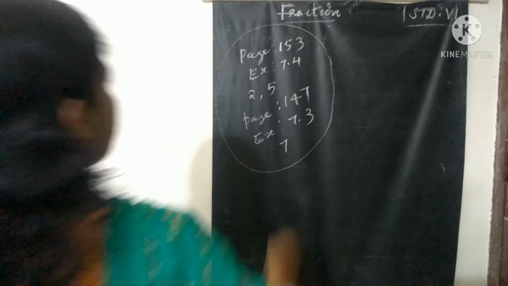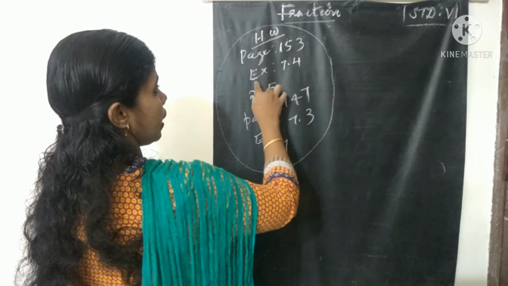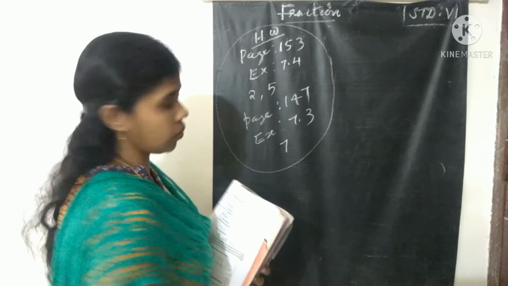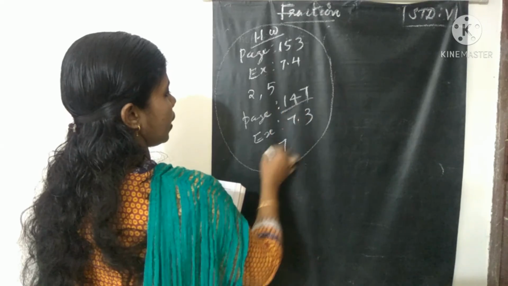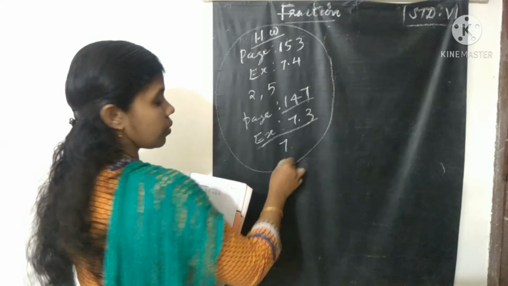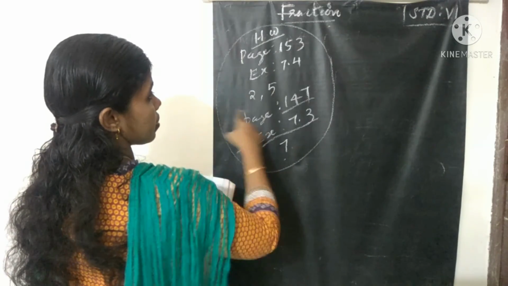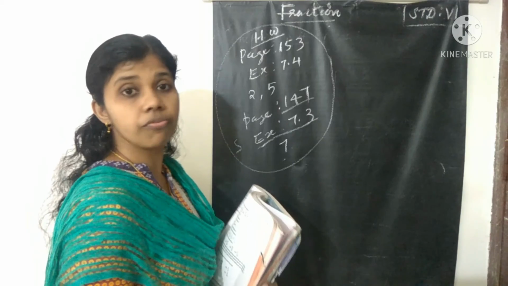Now you should write the homework questions. Page number 153, exercise 7.4, question numbers 2 and 5. Another homework question: page number 147, exercise 7.3, question number 7. Write this question in simplest form. These questions are on comparing given fractions.